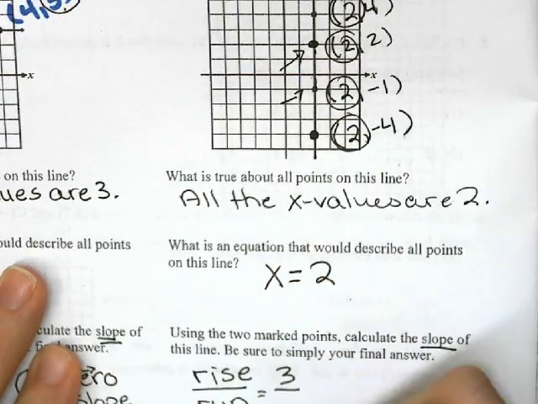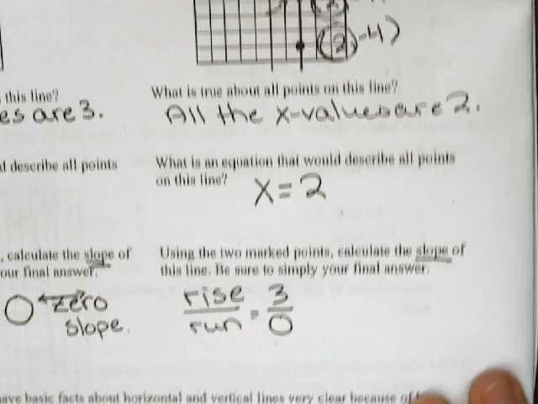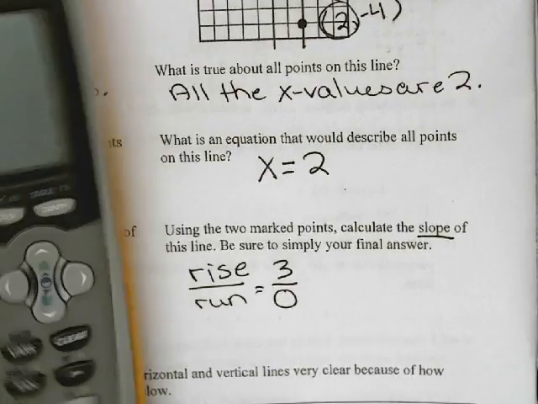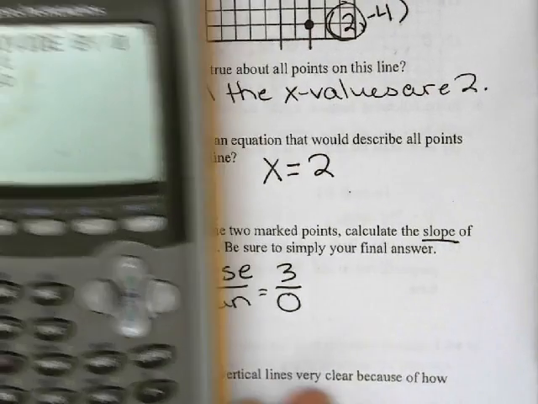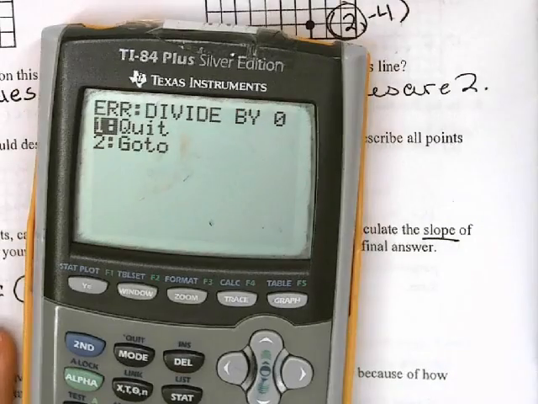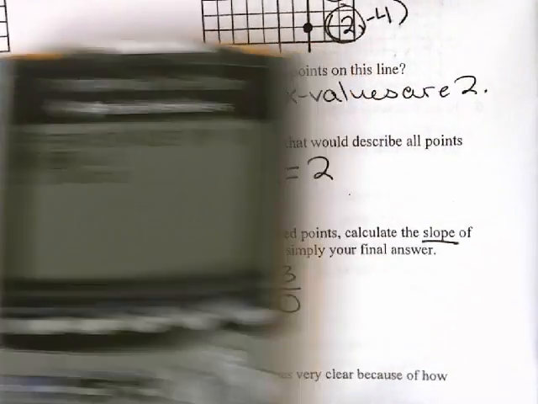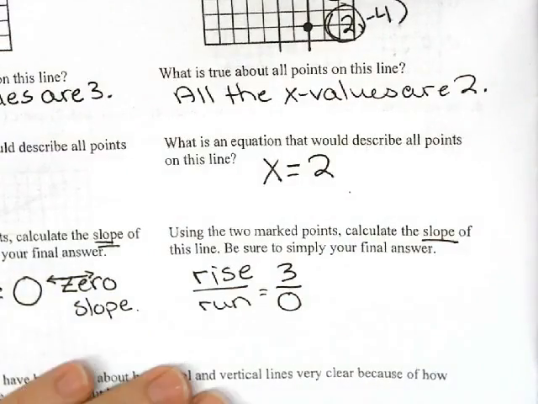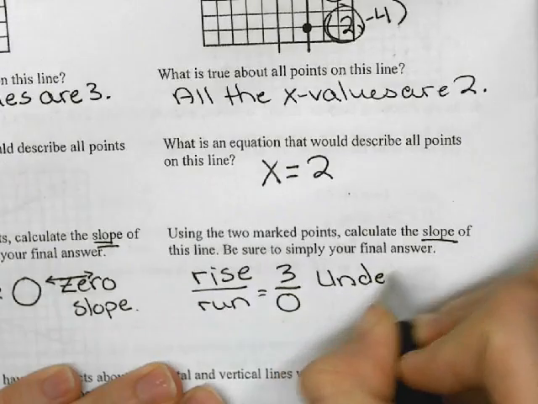So that's the 0. Now, if you tried to do this in your calculator of 3 divided by 0, you're going to get this message: an error. You cannot divide by 0. So there's a couple of words that they use for that. The first word is they call that undefined slope.